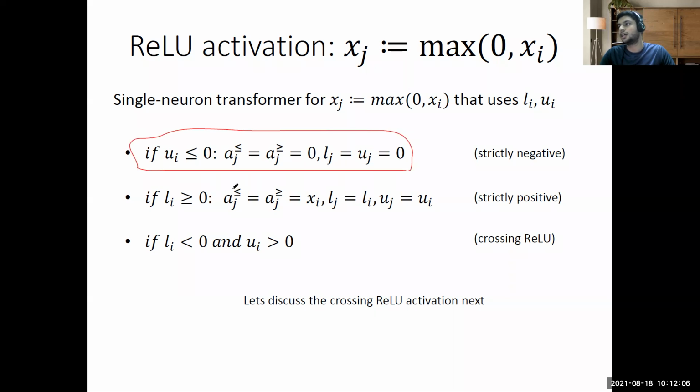And similarly, in the exact opposite case, when we have strictly positive, that is, the lower bound of that neuron is greater than 0, then we take it as it is. My upper and lower relational constraints will be equal to x, my lower bound will be my lower bound, and upper bound will be my upper bound, as we have stated earlier. And the challenge comes when it comes to the crossing ReLU case.